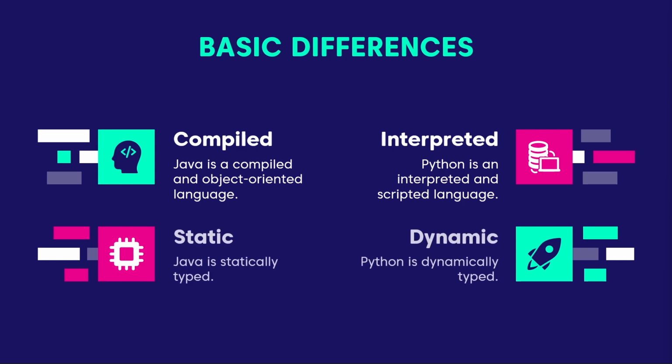This means that the scripts written in dynamically typed programming languages can compile even if they contain errors. If a script is written in a statically typed programming language, such as Java, and it contains errors, it will fail to compile until the errors have been fixed.